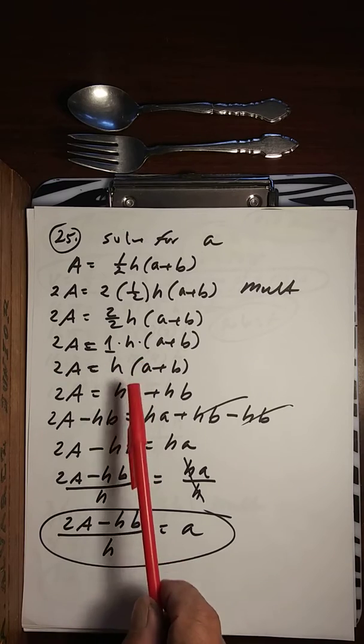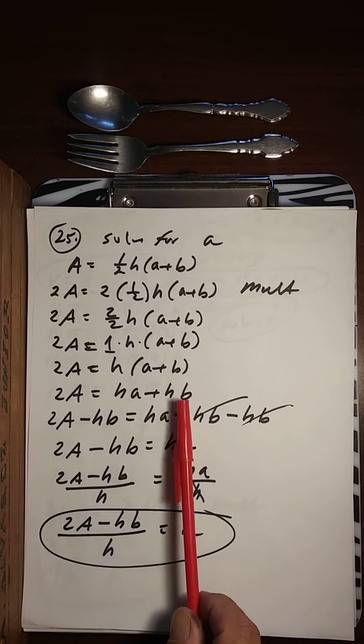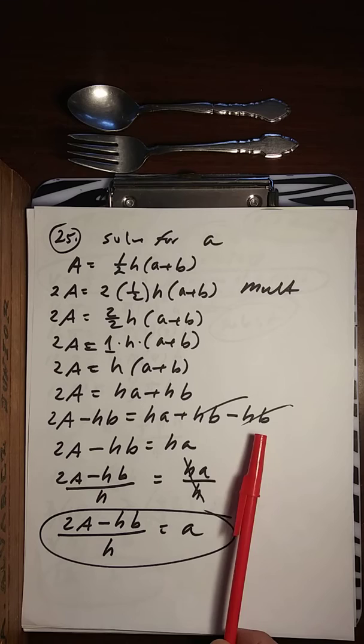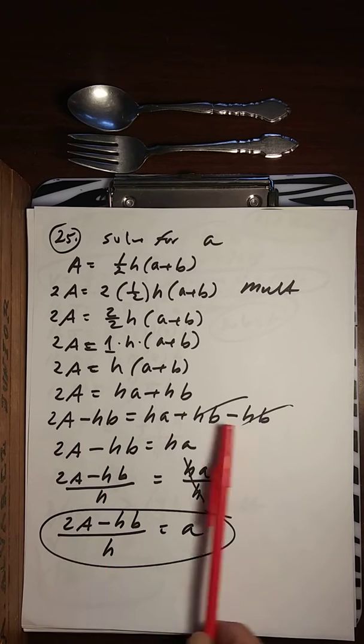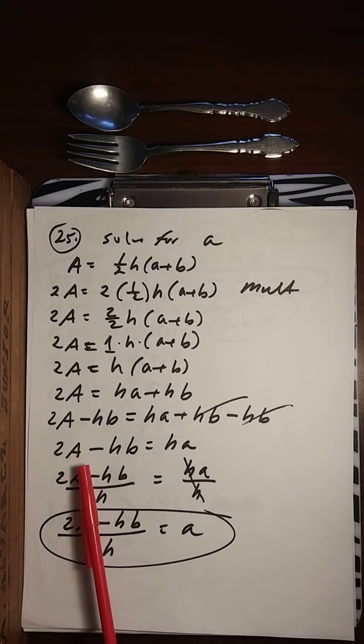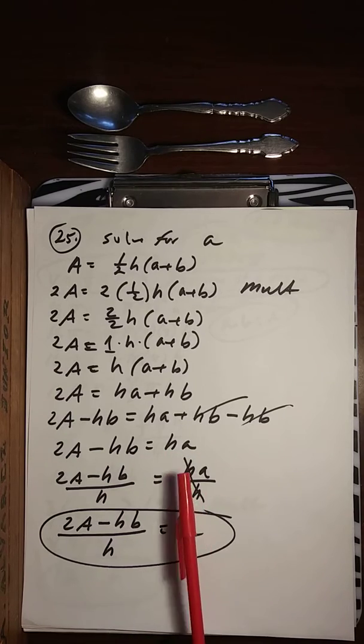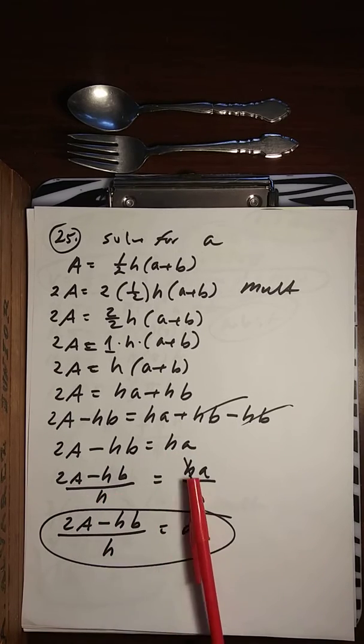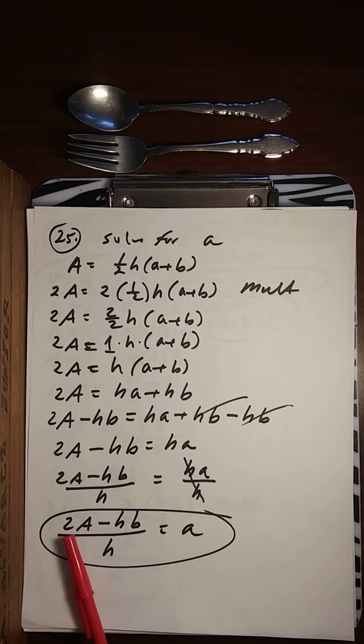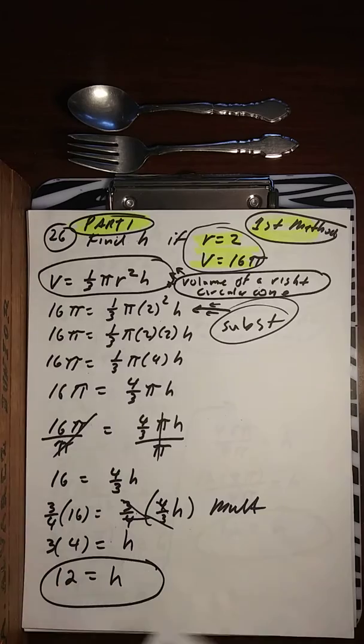Distribute this. H times that is HA. H times that is HB. So now we're going to go negative HB, negative HB. These are gone. So 2A, 2 big A minus HB equals HA. So now I divide both sides by what? H there. So these are gone. So we have A equals 2 big A minus HB over H.